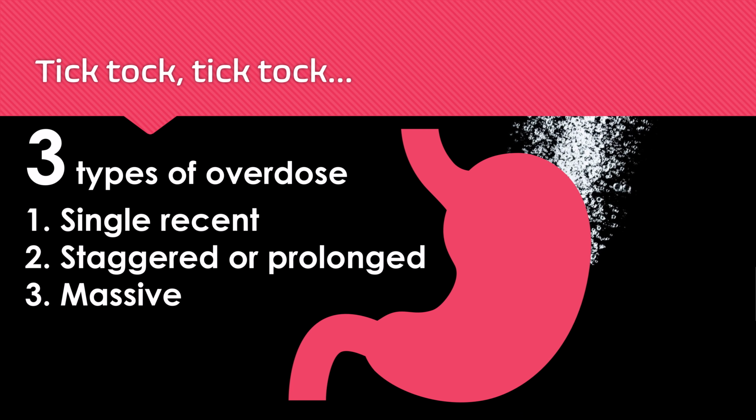What makes things more complicated again is that not all overdoses are the same. It is useful to think of one of three scenarios when considering paracetamol overdose. One, it may be a single recent paracetamol overdose with purposeful intent. Two, it may be a chronic supratherapeutic overdose over a prolonged period of time, be it staggered, intended or unintended. And three, it might be a massive paracetamol overdose.